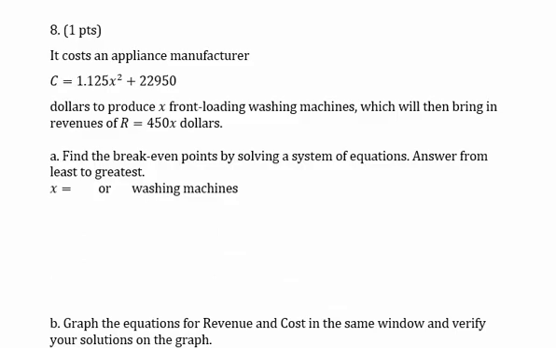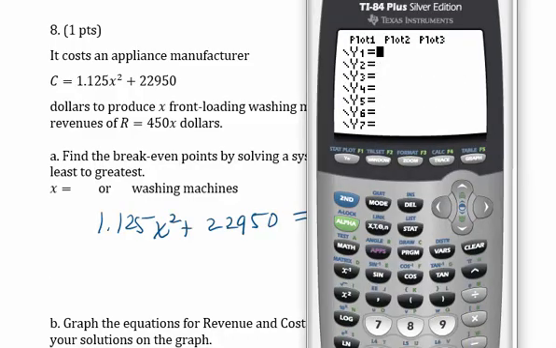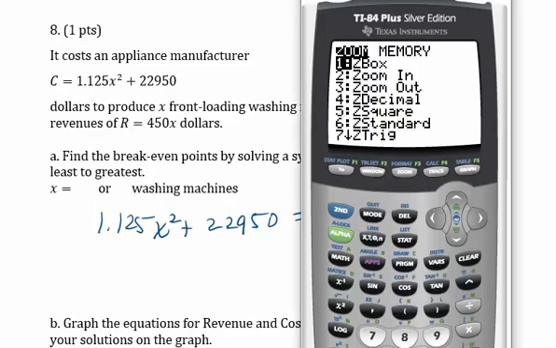So we're going to set the cost function 1.125x squared plus 22,950 equal to the revenue function 450x, and try to solve this equation. I think we'll just try to solve this graphically by entering the cost function in y1 and the revenue function in y2, and then we'll just try to graph.